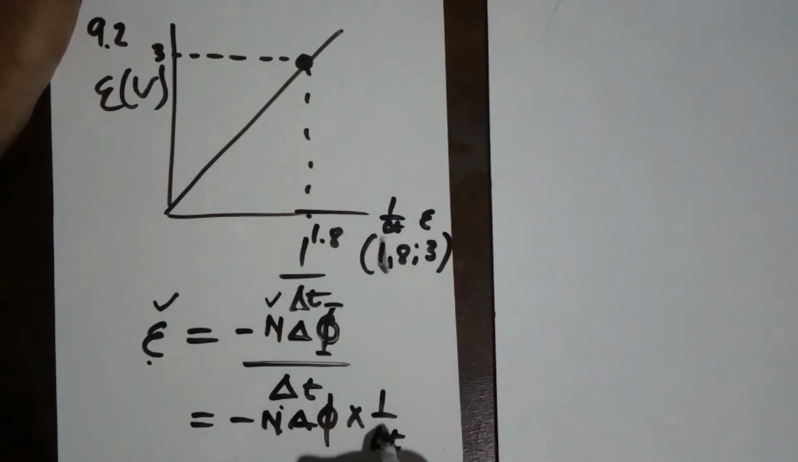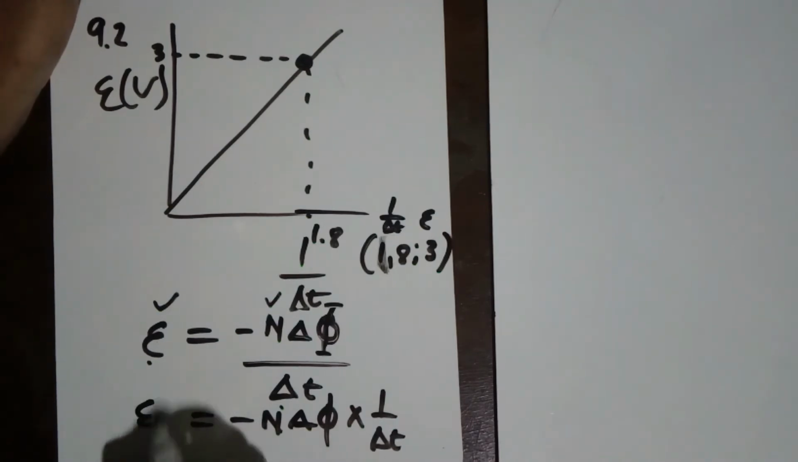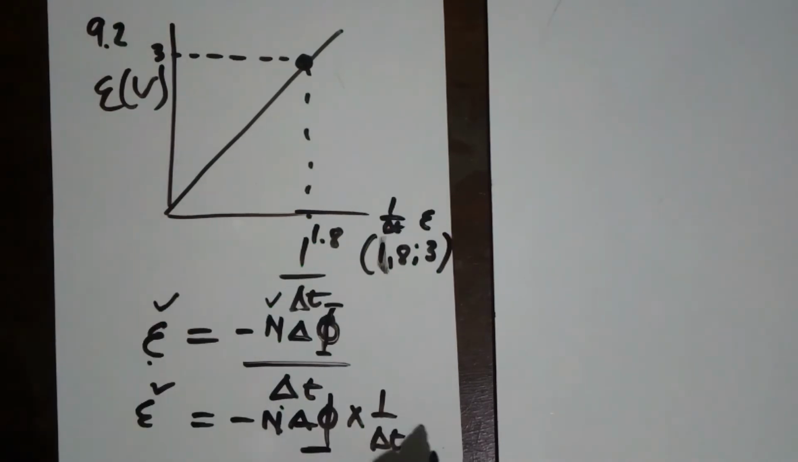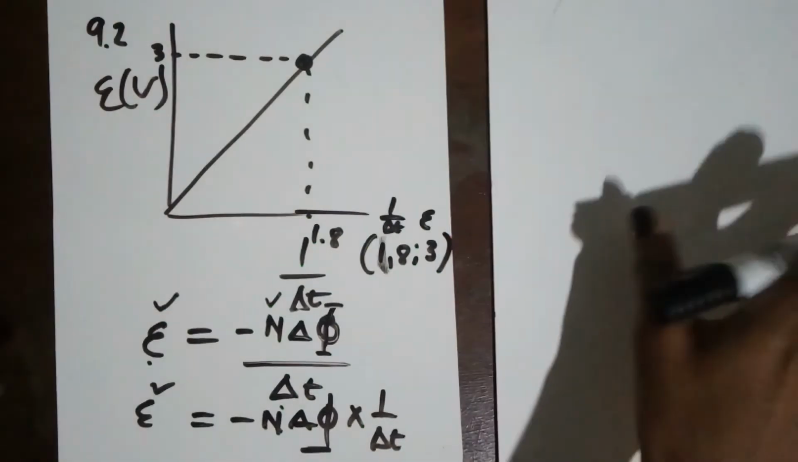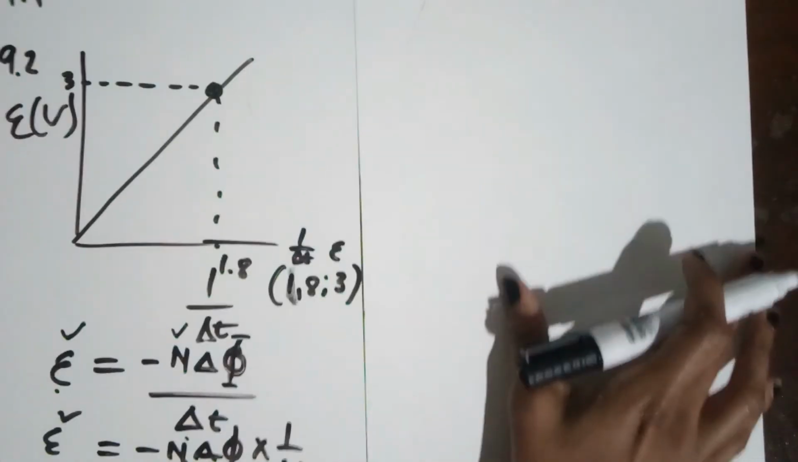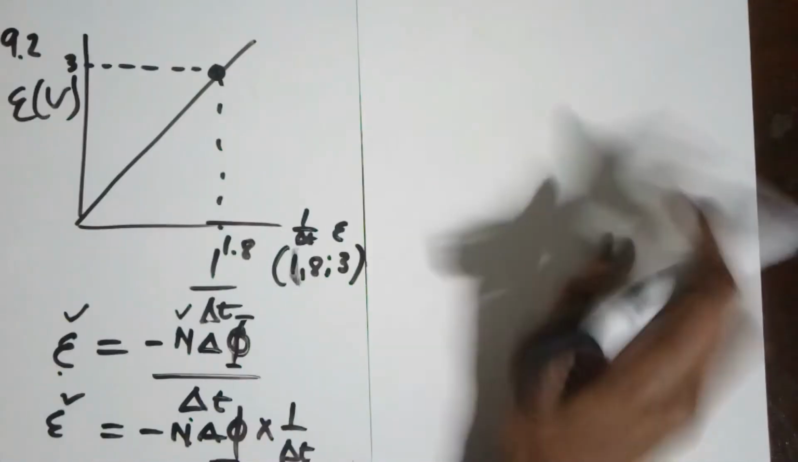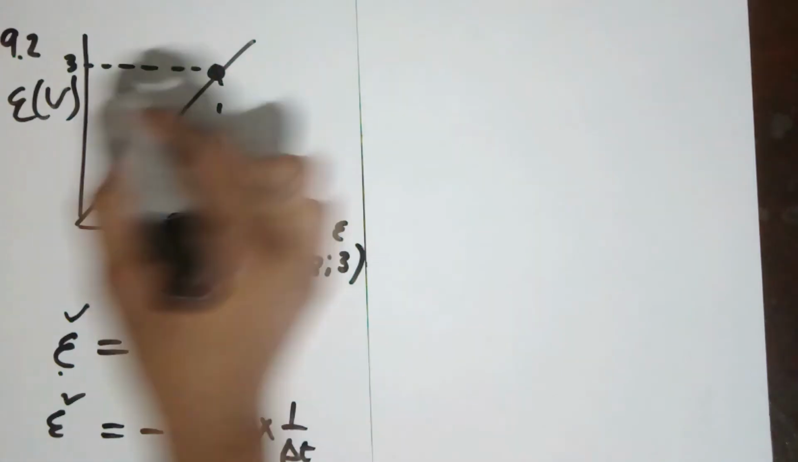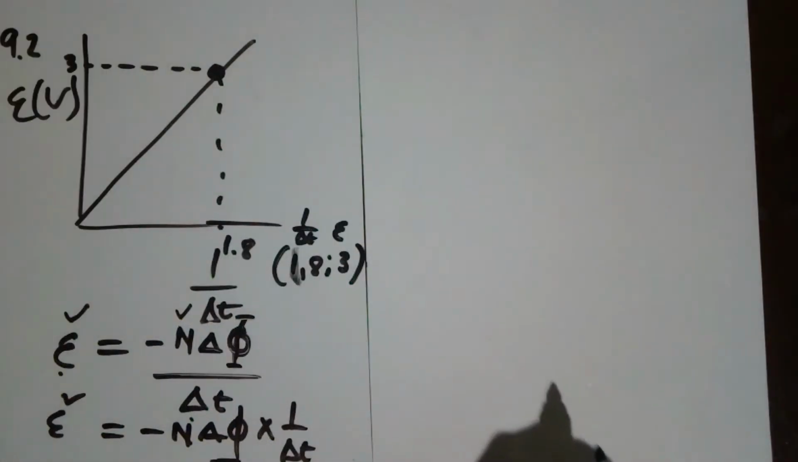So I already have 1 over t, which is 1.8. I have n, which is the number of windings. It was given to us in the question statement. So now you realize it's just a matter of rearranging and making the change in magnetic flux my subject, right? So let us try to do that. So our EMF in this instant is 3 because we chose that point 3. Somebody else could have chosen a different point. You still get the same answer, right?